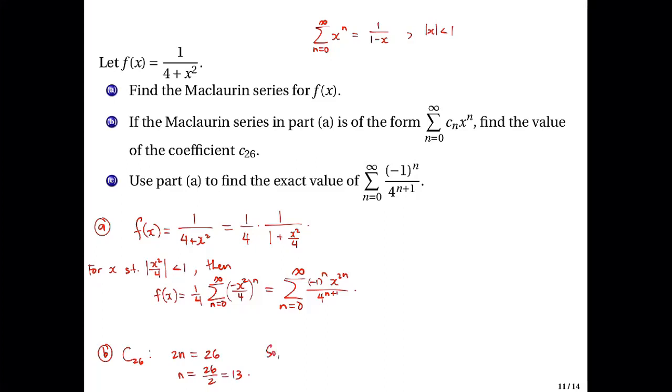So C sub 26 is equal to -1 to the 13 over 4 raised to 13 plus 1. And this is just -1 over 4 raised to 14. So this is the coefficient C sub 26. Sorry, why did I write this? So it's 4 raised to 14. Yeah, so this is the correct version.